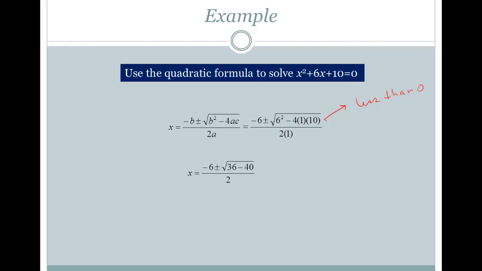So we're going to simplify this a little bit. I get negative 6 plus or minus the square root of negative 4, over 2. I can bring that out and rewrite that as 2i. So we've got negative 6 plus or minus 2i over 2. Again, I can simplify by dividing each term individually.